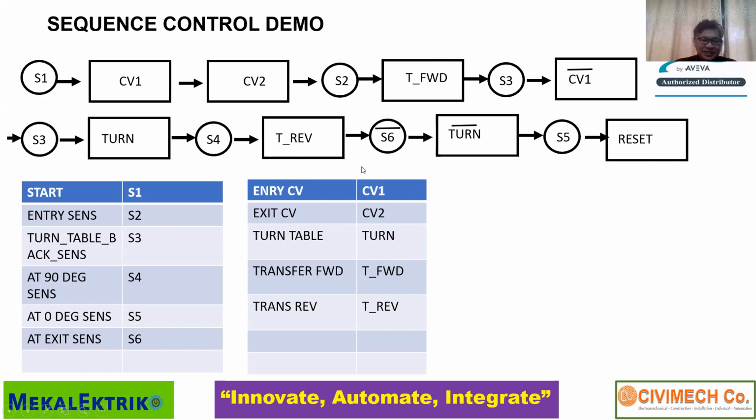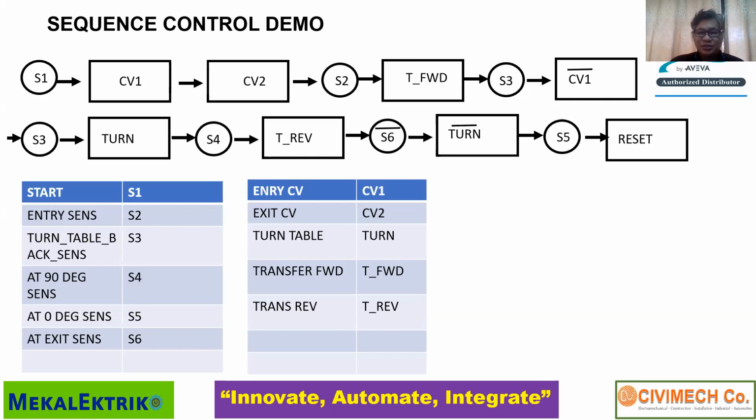Then, not S6. It means at the exit sensor, if the box passes through the sensor, it means it's not sensed. Then reverse the turn. So you turn, then not turn, then S5, then you have to reset the cycle. This is how to do the sequence.